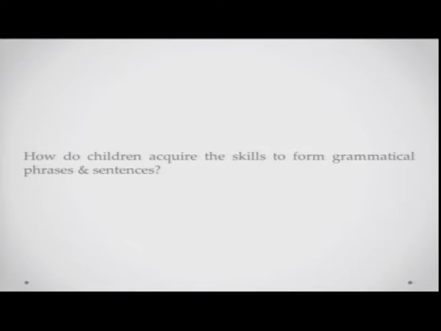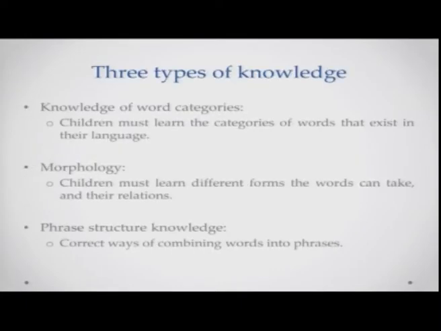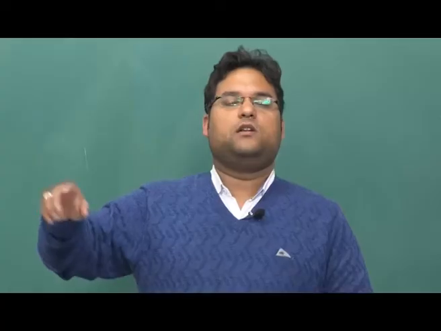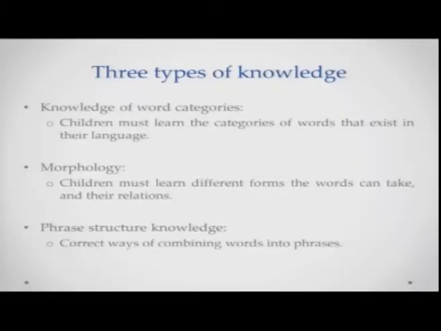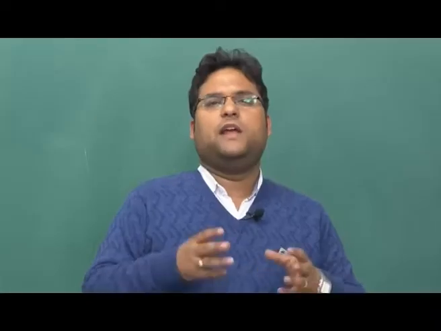Now, how are children acquiring these skills to form grammatical phrases and sentences? How is that really happening? If you have to acquire grammar, you at least have to have 3 things. You have to have knowledge of word categories, whether it is a noun, a verb or an adjective. You also have to have some idea about morphology, how words are constructed: is it singular or plural, past tense or present tense. Also, children have to have some sense of phrase structure. What is the correct structure? How are sentences arranged in phrases?